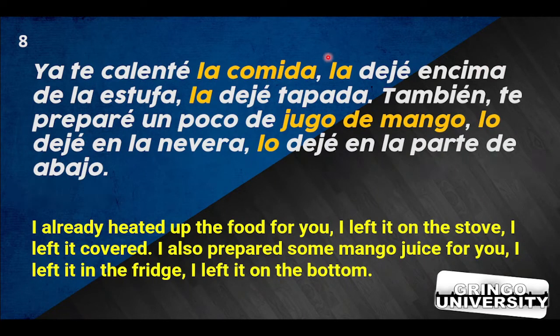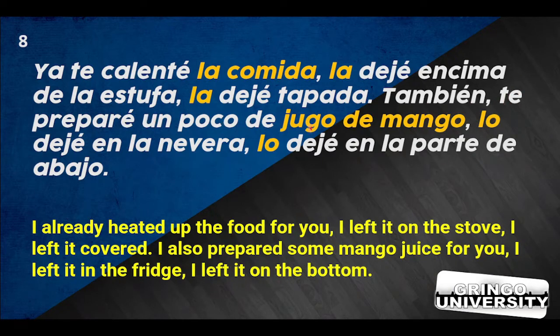La dejé encima de la estufa. ¿Sí? I only have one verb. I left it on the top of the stove, or on the stove. La dejé encima de la estufa. La dejé tapada. ¿Sí? También te preparé, again, indirect pronoun, we will see that later.